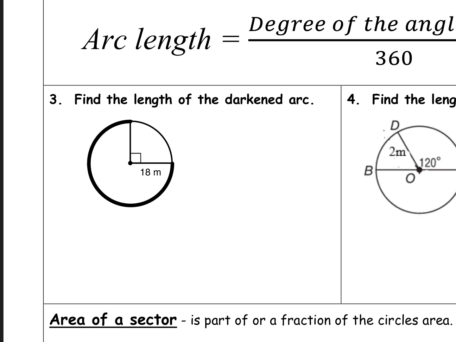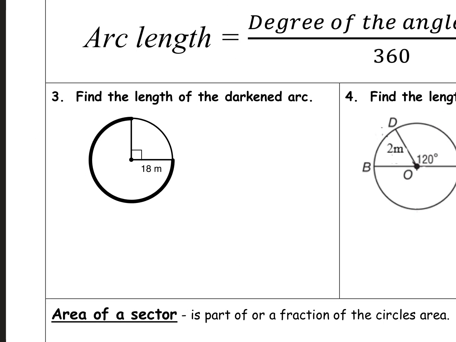So when I look at an example, like example 3, I need the degree of the arc. In this case, we wanted the darkened arc. So that's going to be this part of the arc. In other words, I want everything but the 90. I do not want this piece. So we're going to take 360, because that's the whole circle, minus 90, and we're going to get 270. So we're going to take 270 divided by 360 times 2 pi r, and r is 18 in this case.